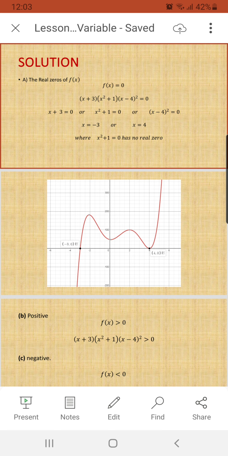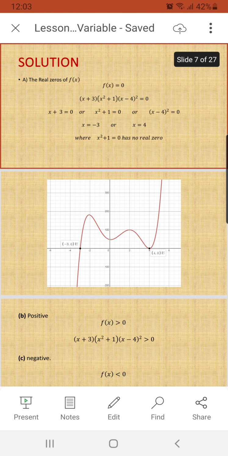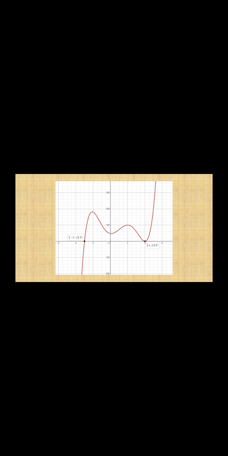And now we can see the graph of this function. This graph has points of intersection at negative 3 and 4, which are the real zeros. Here a part of the graph lies above, so f of x is positive, greater than 0, and here below, f of x is less than 0. Okay?